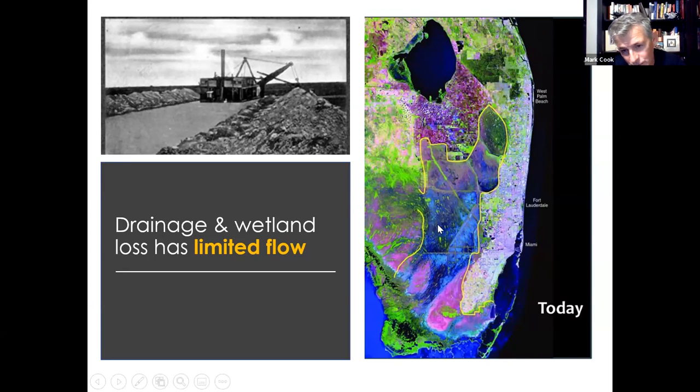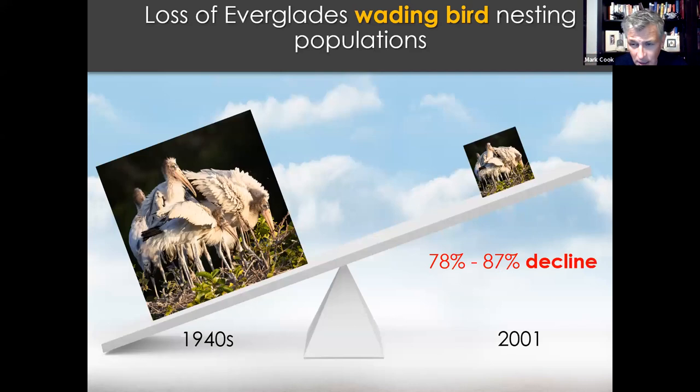And of course, all this has had a major impact. We have much less water now flowing through the system, particularly in this southern part of the system. So we have much less freshwater flowing out into Florida Bay, and these marl prairies and the coastal regions are much drier and much more saline than they were historically. And Florida Bay also is much more saline than it used to be. And of course, this has had major consequences for the ecology of the system.